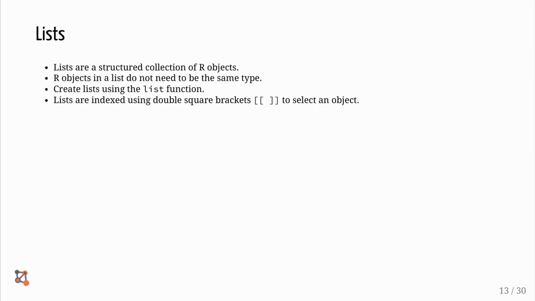The next data structure is lists. Lists are a structured collection of R objects. R objects in a list do not need to be the same type. Create lists using the list function. Lists are indexed using double square brackets to select an object.